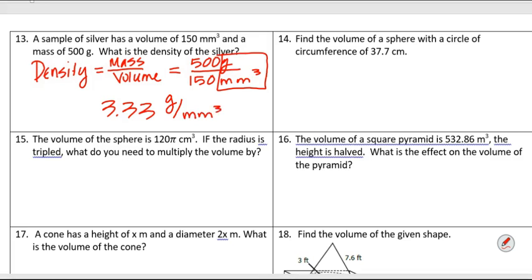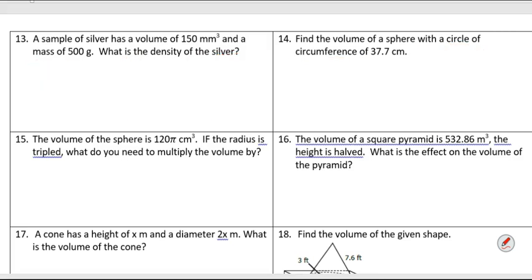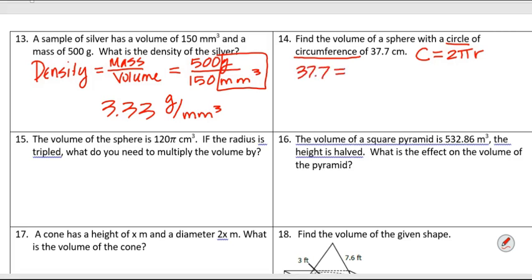14 says, find the volume of a sphere with a circle of circumference of 37.7. So notice this word tells us it's a circle and we have the circumference. That formula for circumference is 2 pi r. Well, we need to use that to find what the radius is because we can't find the volume of the sphere without finding the radius. So that's going to be 37.7 is equal to 2 pi r. Going to divide both sides by 2 pi.